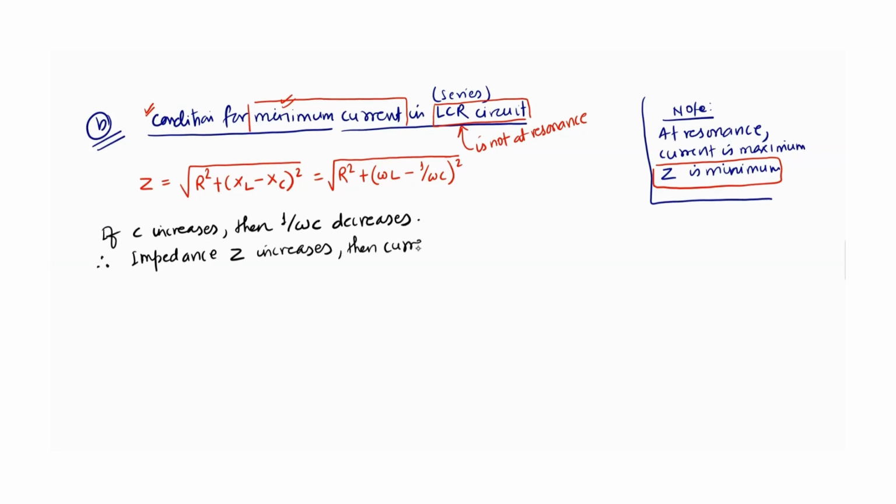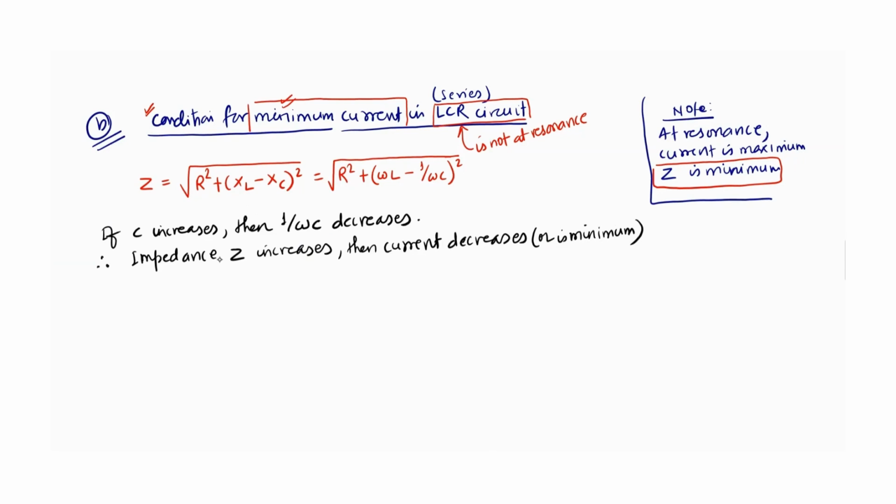Then current decreases, or current is minimum. Okay. So we have this. Clear? We are asked to find the condition for minimum current.